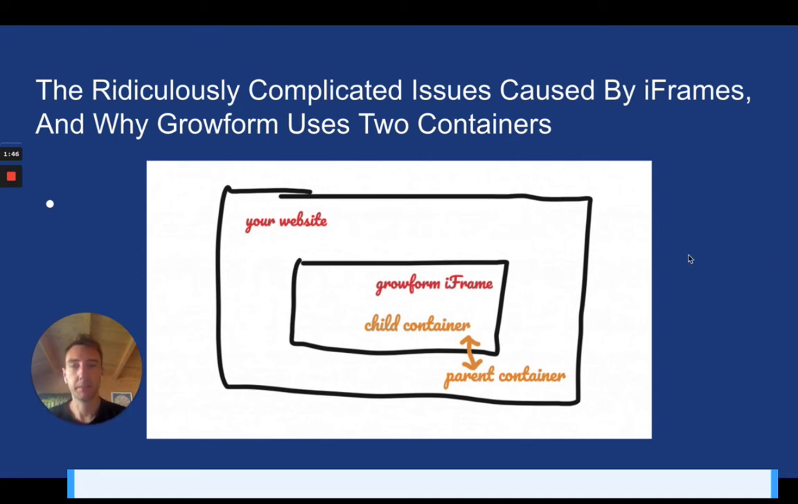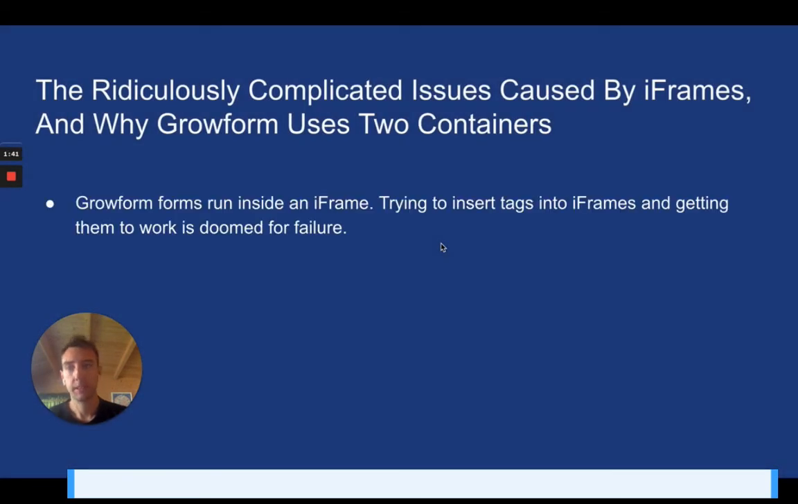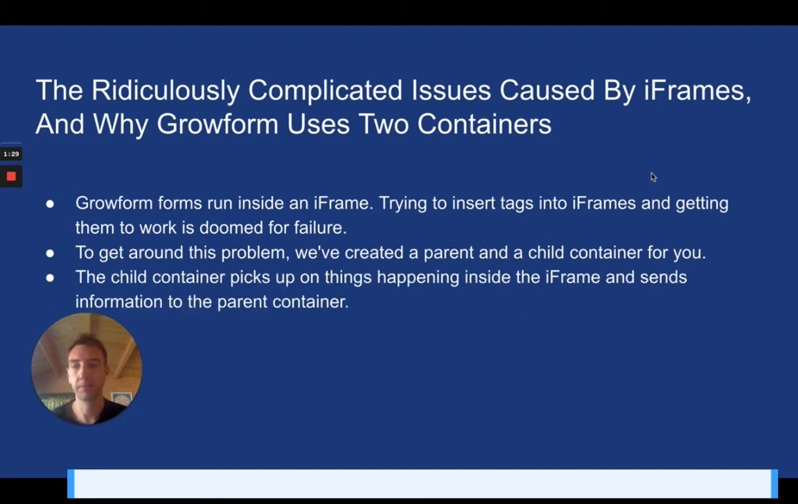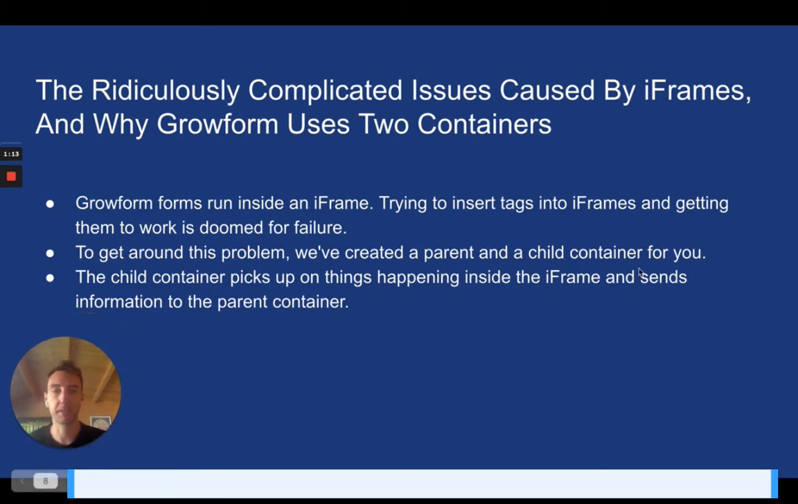So to recap, Growform runs inside an iframe. Trying to insert tags into the iframe and getting them to work is doomed to failure. To get around this problem, we've created a parent and child container for you. The child container picks up on things that are happening inside the iframe and sends that information back to the parent container. So if you're wondering how that works, it's done by scripts in each container. We use something called post message to send that information around, and it was a real pain to set up, but it works great.